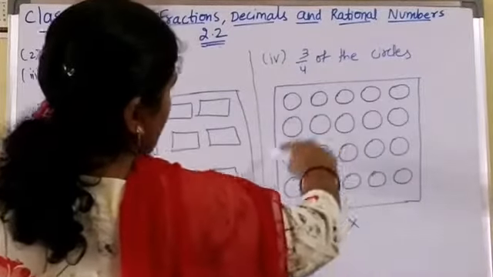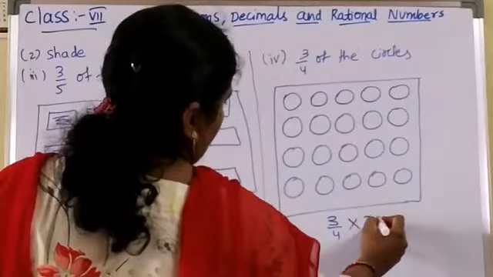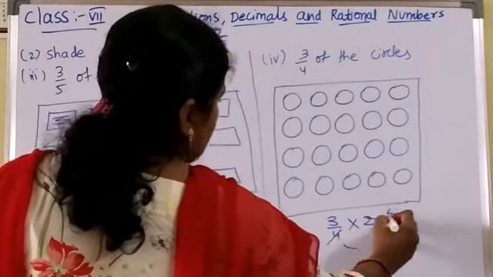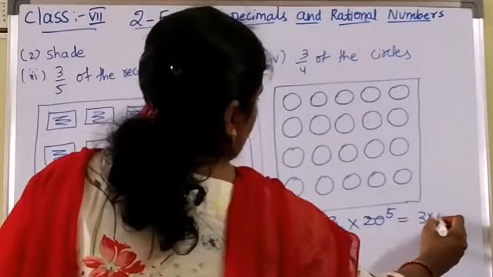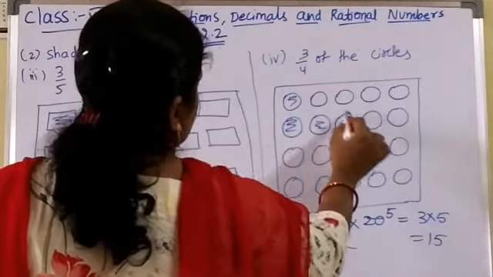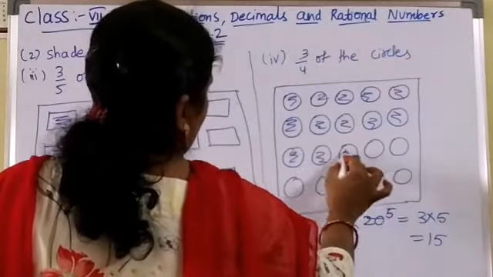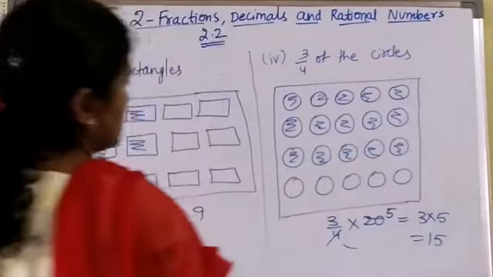Coming to here, 3 by 4, of is nothing but into. How many circles are there here? If you count 1, 2, 3, 4, 5, 5 4s are 20 are there. So 4 1s are 4, 4 5s are 20. So 3 into 5, how much you get? 15. So you have to shade 15 circles. So this is the answer.